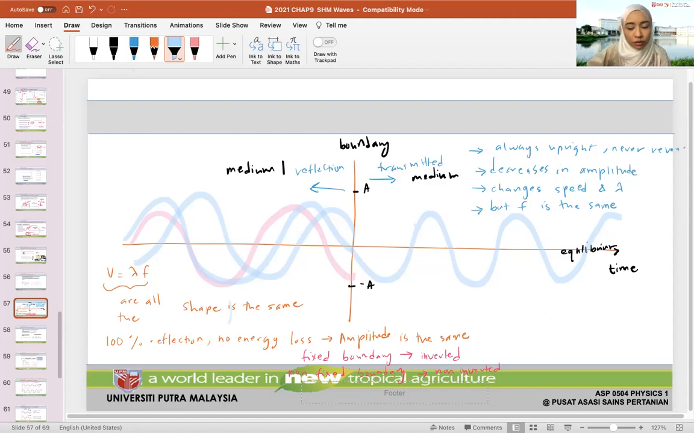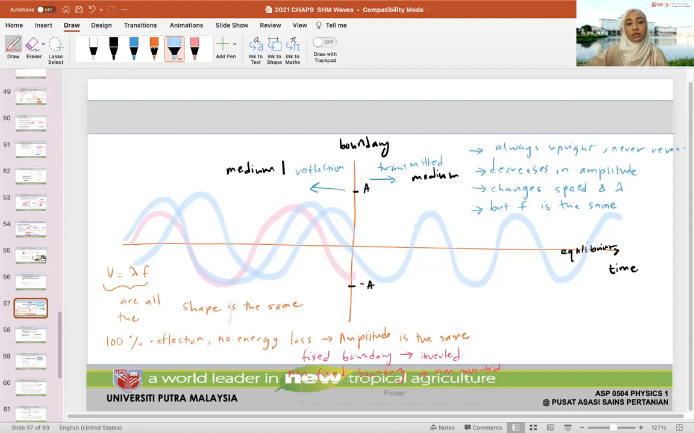Okay, I hope that's not too confusing. Don't worry about it, you just have to memorize apa yang terjadi to the property of the wave when it is reflected and what happens to the property of the wave when it is transmitted. You have to know the characteristics. And apa lagi? Soalan yang boleh berkaitan dengan wave ni.